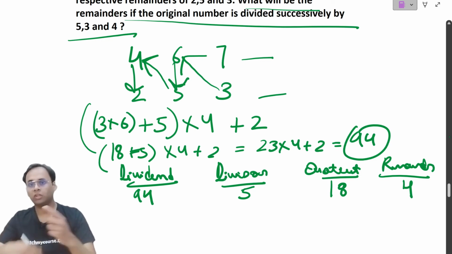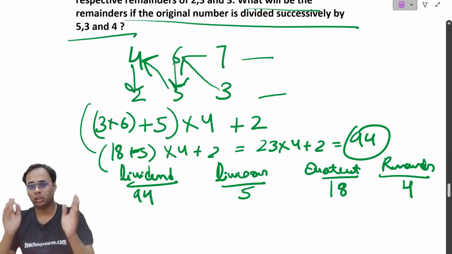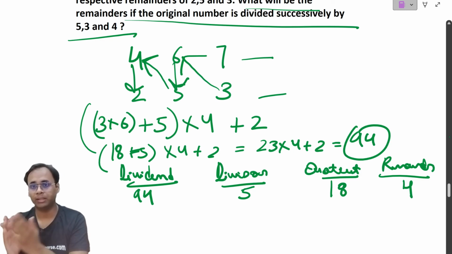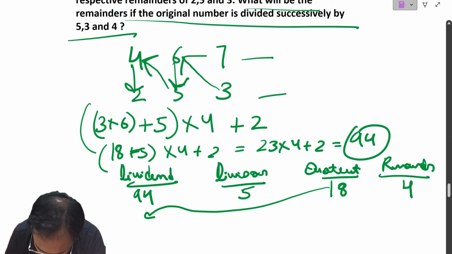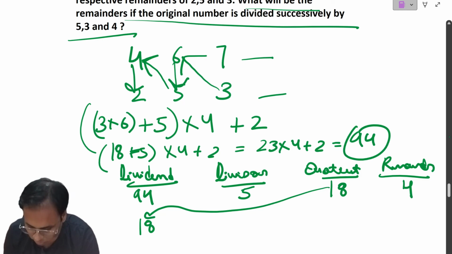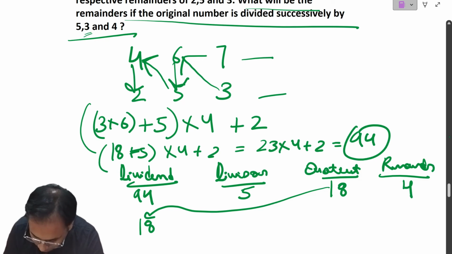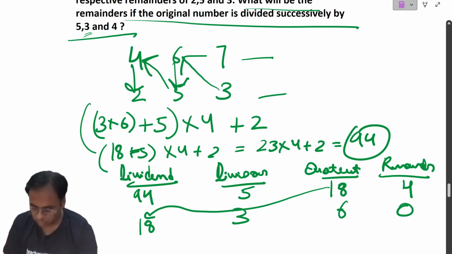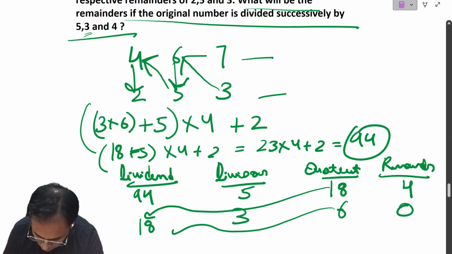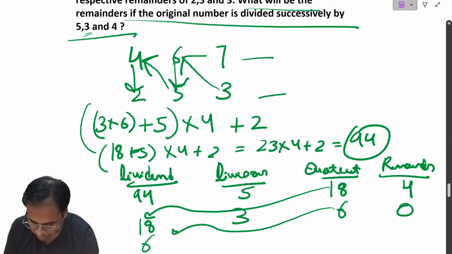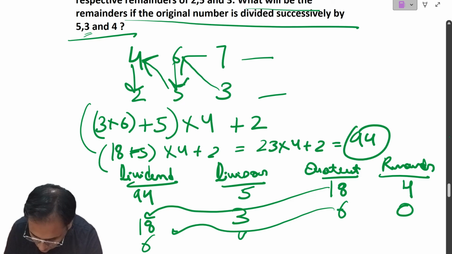Now this is a case of successive division. We write down the quotient obtained in the first step as the dividend for the second step. So this goes over here. It is 18, now the dividend. The second number is 3, so it will be divided by 3. Quotient is 6 and remainder is 0, because 3 into 6 is 18. Now the quotient 6 goes over here. What will be the divisor? It is 4. Quotient is 1 and remainder is 2.